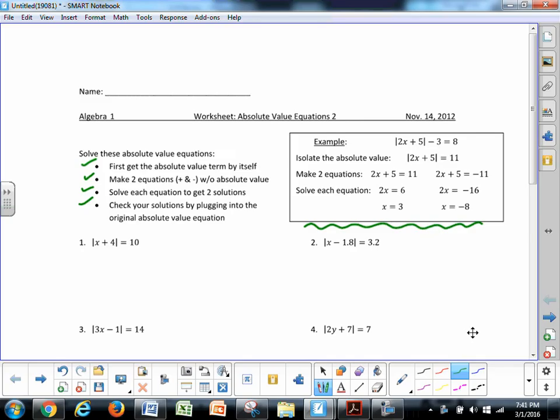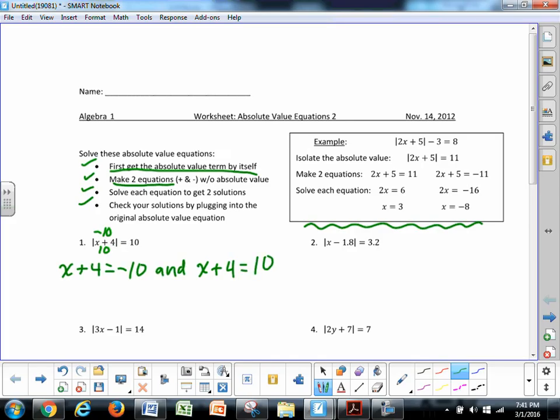And this first equation, you will notice that the first step says get the absolute value term by itself. We have that here, the absolute value of x plus 4, that's all by itself there. So what we're going to do is go to step 2, make two equations. Remember that the absolute value of negative 10 will equal 10, and also the absolute value of 10 will equal 10. So hence our two equations. One is x plus 4 equals negative 10, and the other is x plus 4 equals 10.